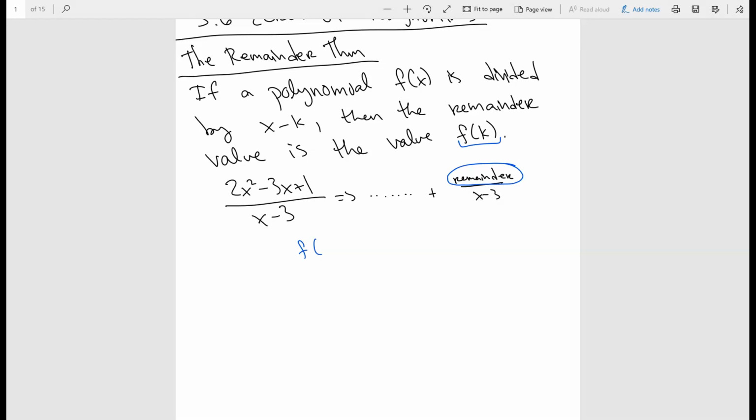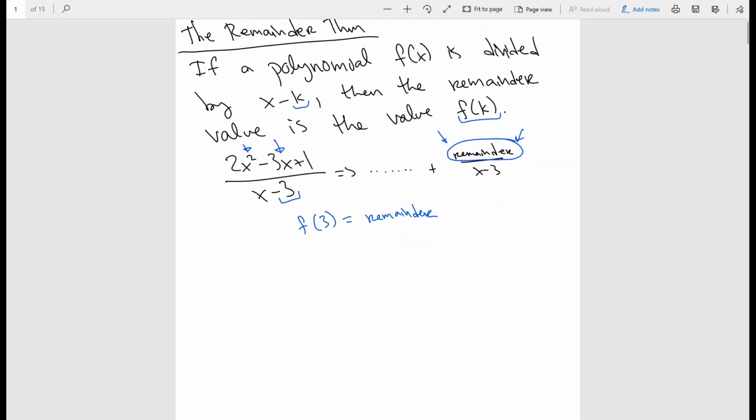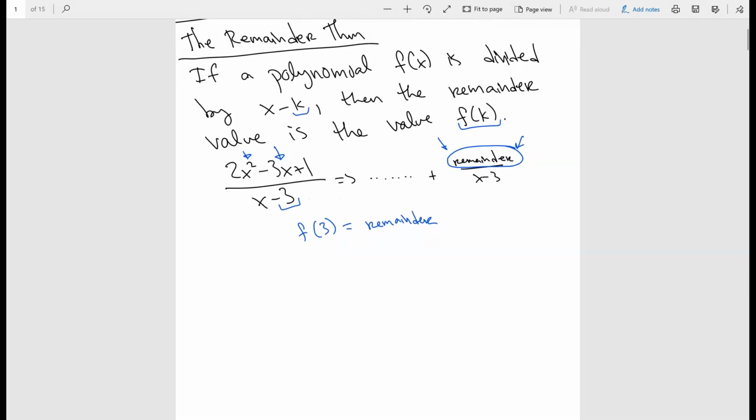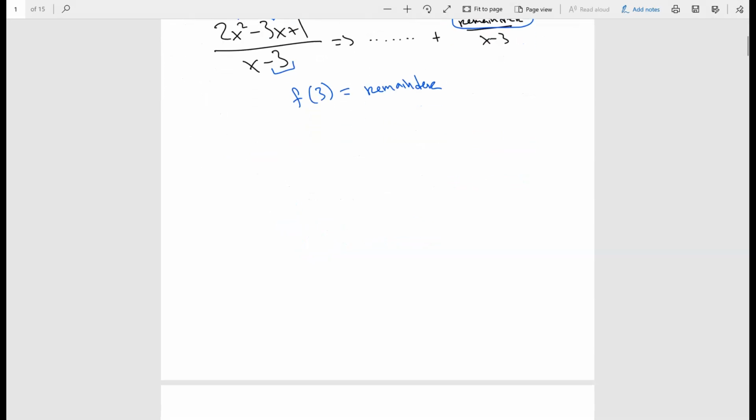If I plug in this number, in this case, the opposite of -3, which is going to be f of 3, that's going to give me the remainder. That's basically all it's saying. So instead of physically plugging in 3, another way to find the value of the function is by using long division, and whatever the remainder is will be the function value. It's just another cute trick that relates remainders with functions. So we'll just do one example of this.